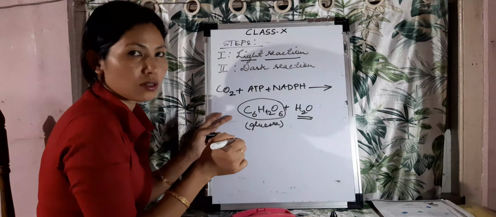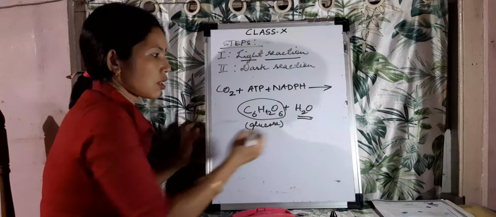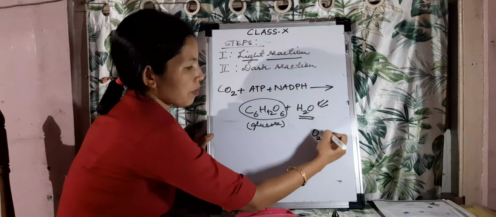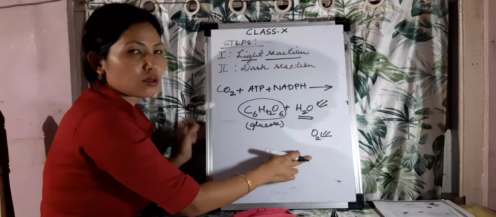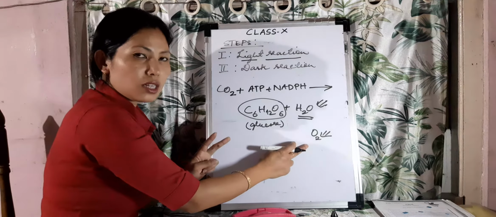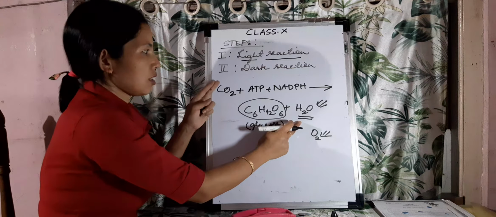So in the entire reaction of photosynthesis, we have two byproducts. The other byproduct is oxygen, that is produced in light reaction. So two byproducts are obtained during the process. One is oxygen during light reaction, and the other one, that is the water, during dark reaction.